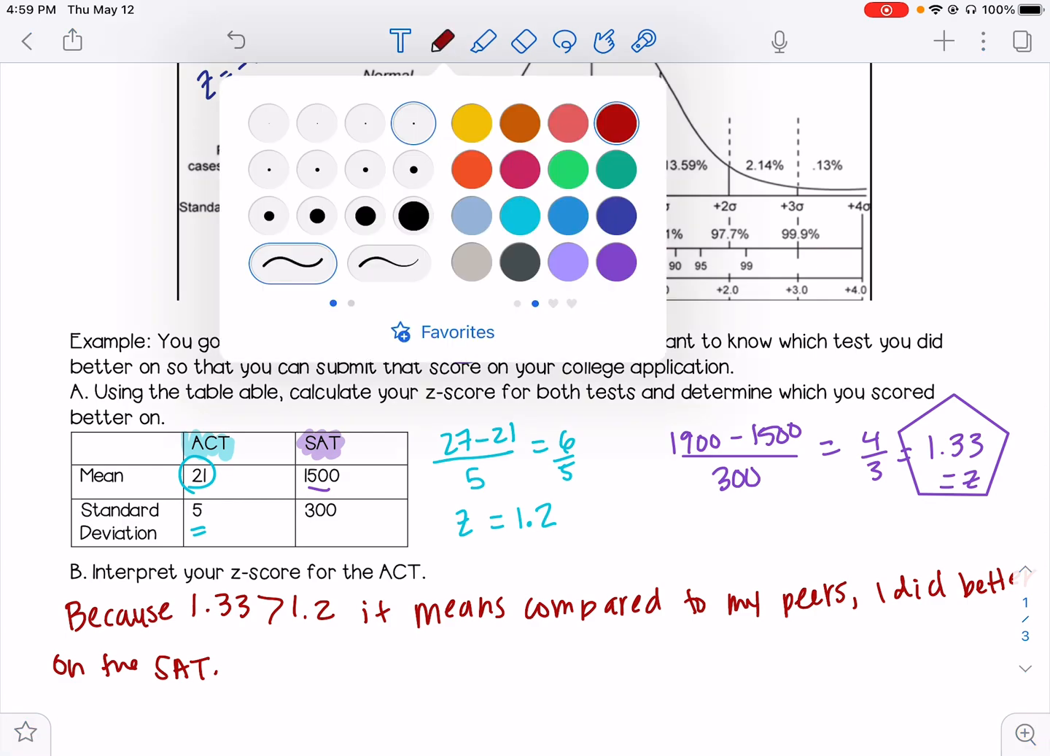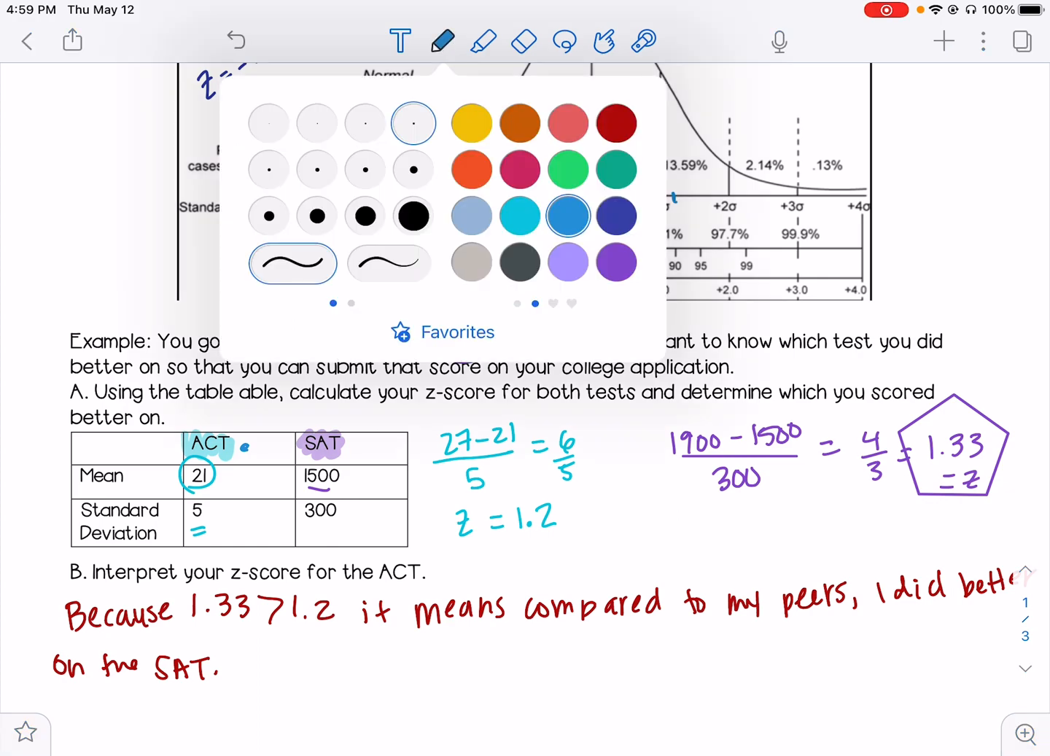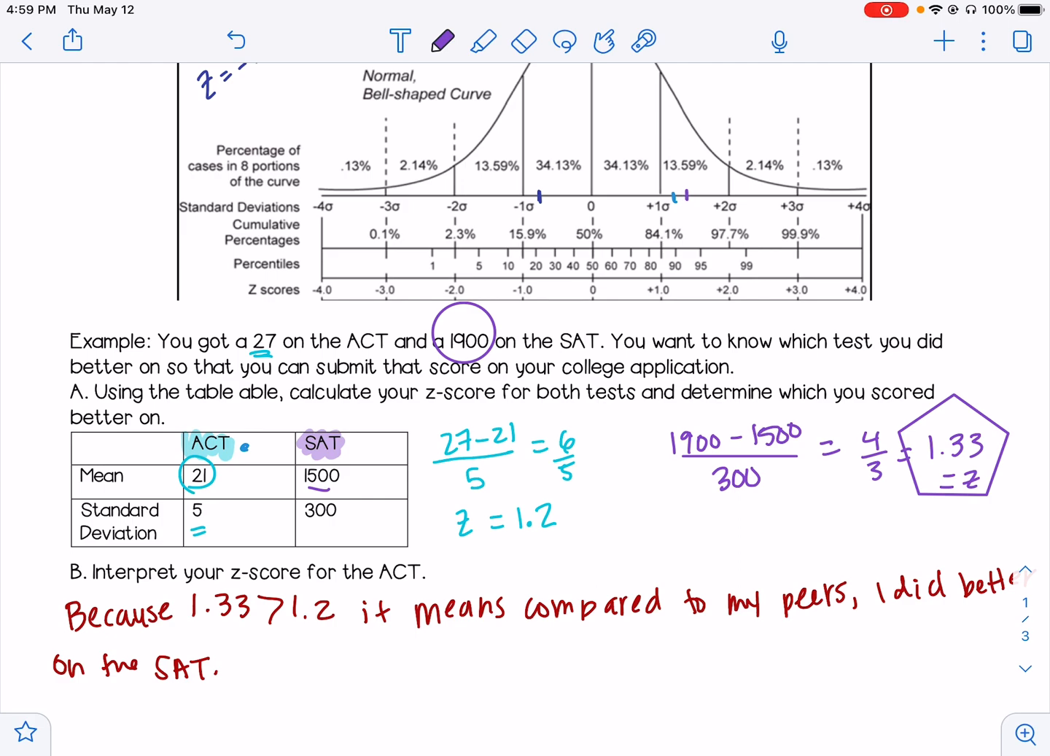So if we were to come up here and kind of put this for the SAT, I'm going to go back to this. For the ACT, I'd be about right here. But for the SAT, I would be right here. And we know when we're trying to compare test scores, we want to be the furthest away from the mean. That's the most outstanding we can be. So because 1.33 is going to be further on the z-score scale, I know that means I did better comparatively.